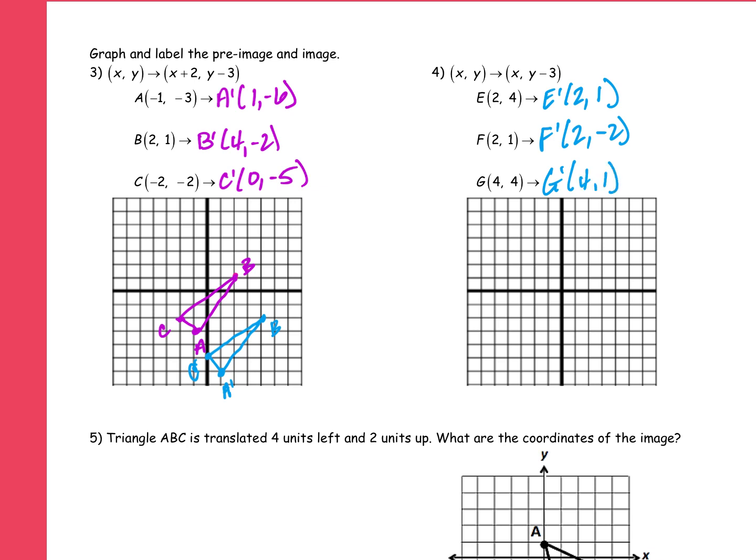Okay, I'm going to try and graph this one right. 2, 3, 4, 4, 4, and 1, 2, 1. So I've got E, F, and G. And then we got 2, 1. This should be E prime. And F is 2, negative 2.